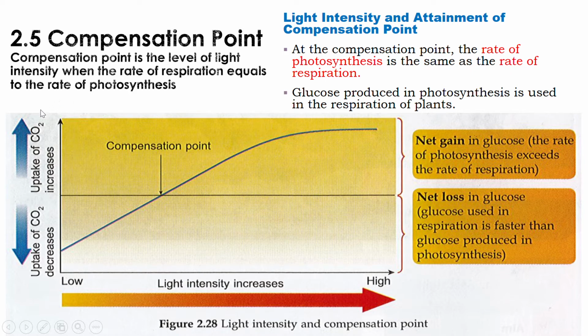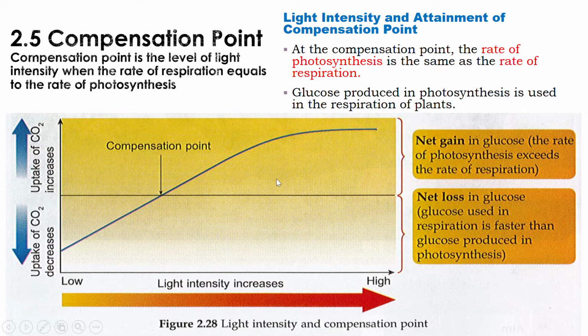So notice this is the y-axis, and it's about the uptake of carbon dioxide gas, as it goes up this way. And here, going down from this middle point, depicts that the uptake of carbon dioxide gas decreases. And for the x-axis, this depicts the light intensity. So this graph is divided into half. Let's look at the upper part of it.